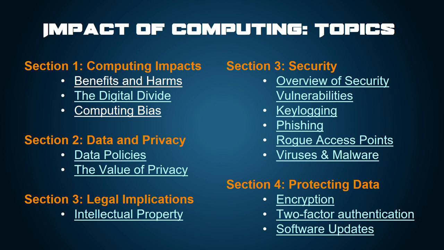So this is how our topic is broken down. We're going to look at some benefits and harms of computers. We're going to look at data and privacy, to do with what data is held and kept about us. We're going to look at the legal implications. That's a small unit. We're going to look at computer security, in terms of things that could make our computers insecure or cause us harm. And then we're going to look at encryption, or protecting our data. There are a number of ways that we can protect data, such as passwords, but obviously more than just passwords.